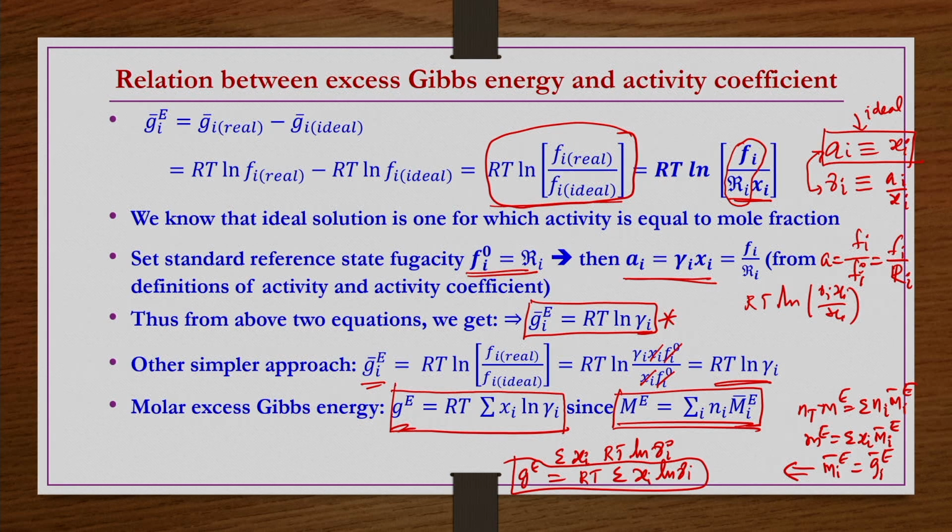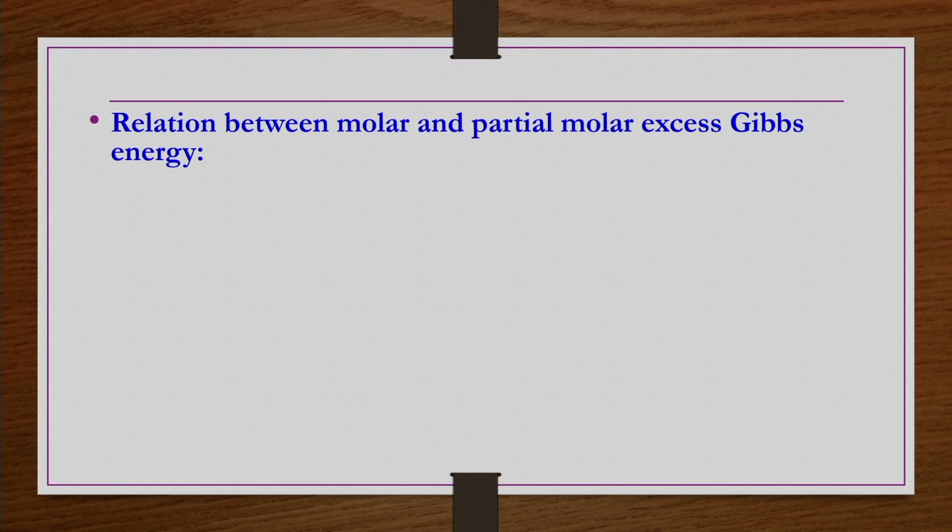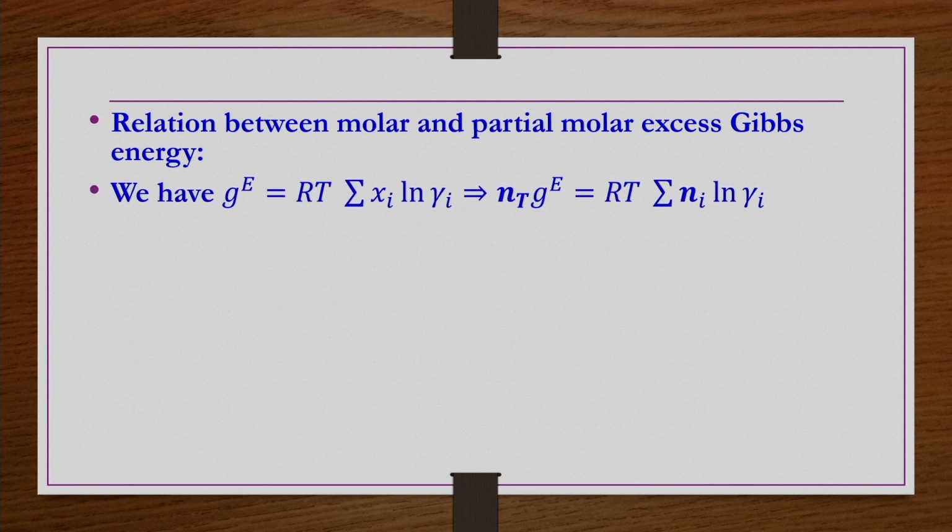Once you know the activity coefficients of individual components, then you can also know the molar excess Gibbs energy as well. Either way, this equation can be used. If the left hand side is known, the right hand side you can find out. If the right hand side is known, the left hand side you can find out without any difficulty. This is what we have seen. We have also seen the relation between molar and partial molar excess Gibbs energy.